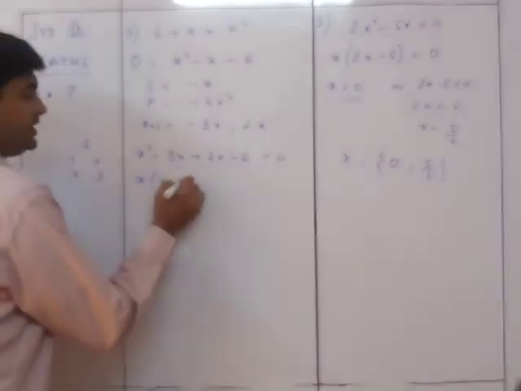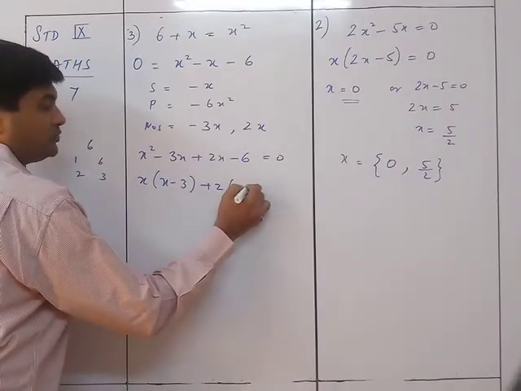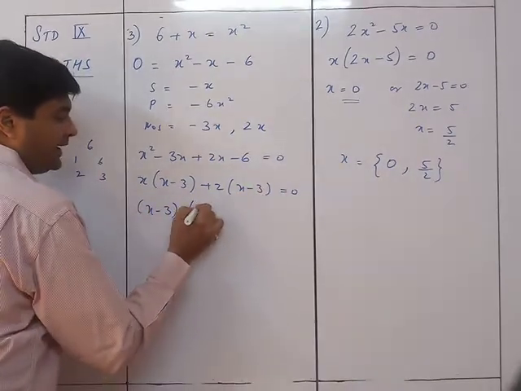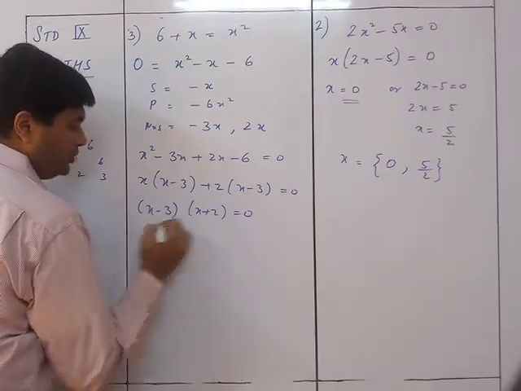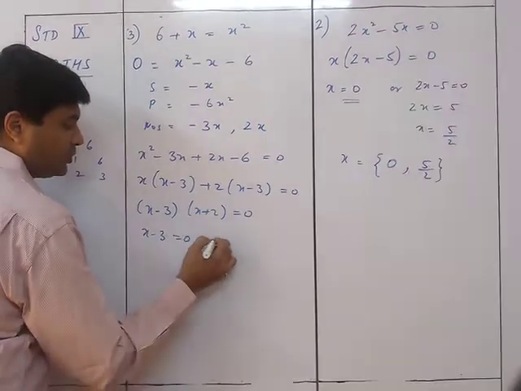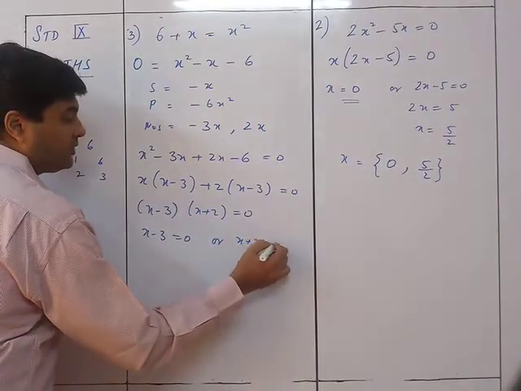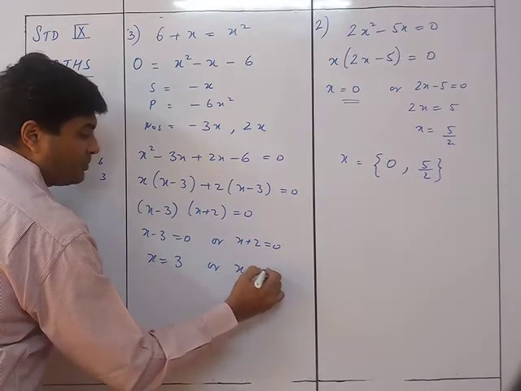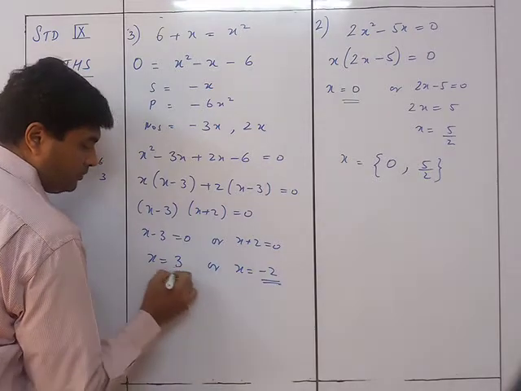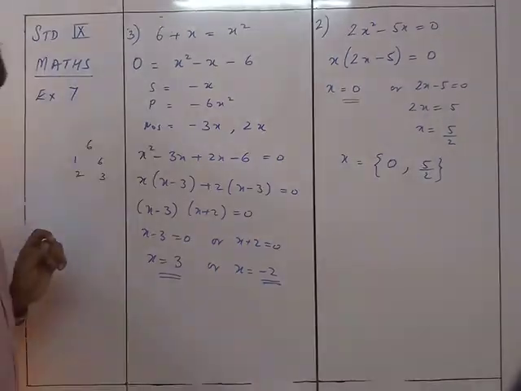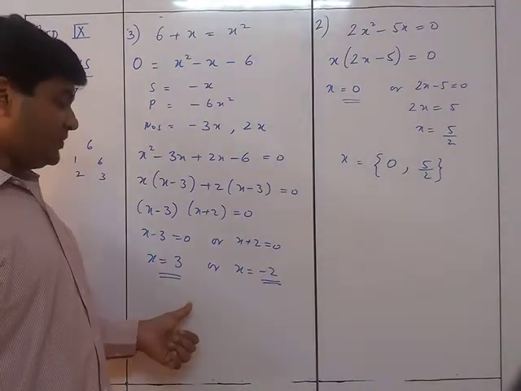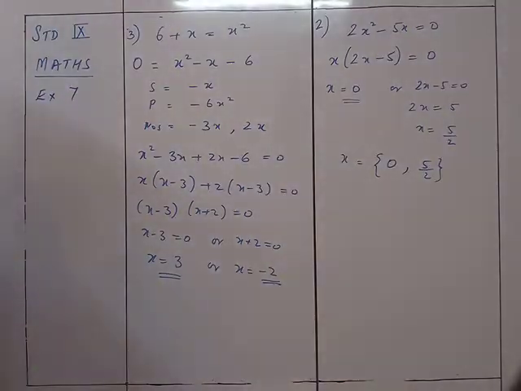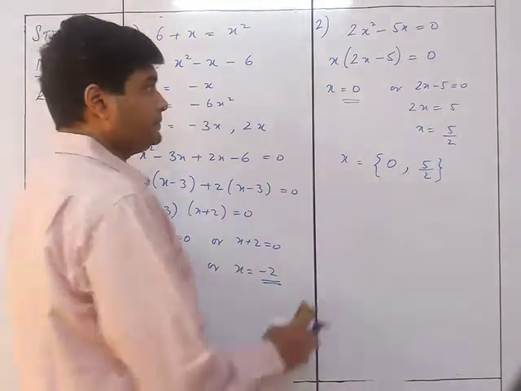x minus 3 plus 2, x minus 3 equals 0. So x minus 3, x plus 2 equals 0. So x minus 3 equals 0 or x plus 2 equals 0. So x equals 3 or x equals minus 2. Understood? So these are the values of x in sum number 3. Got it?